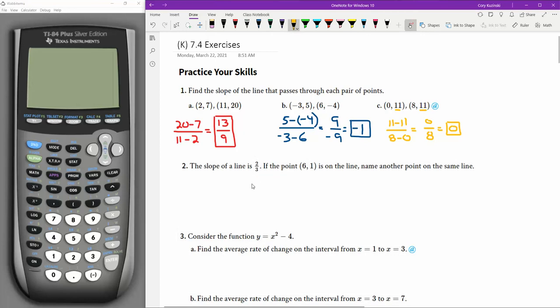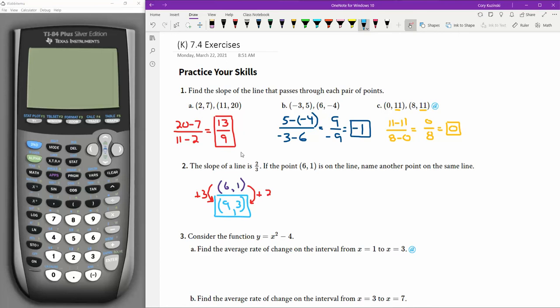All right, the slope of a line is 2/3. If the point 6, 1 is on the line, name another point on the line. Okay, so here's what I would do, I think. 6, 1. I think the easiest way to look at this is, if our slope is 2/3, that means change in y over change in x. Y goes up 2 when x goes up 3. There's your 2/3, and that would get us to another point like 9, 3. 6 plus 3 is 9, 3. So that's the point I would go to if I just had to name one other point.